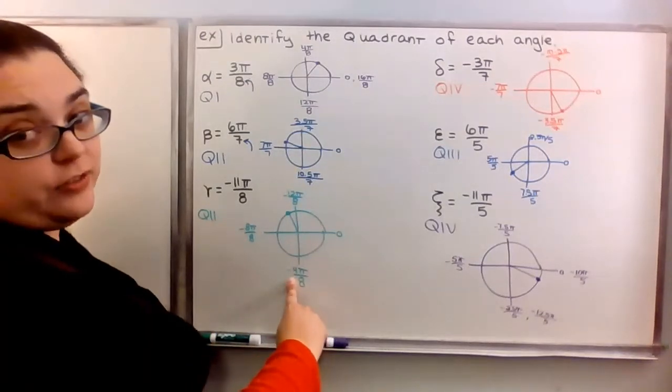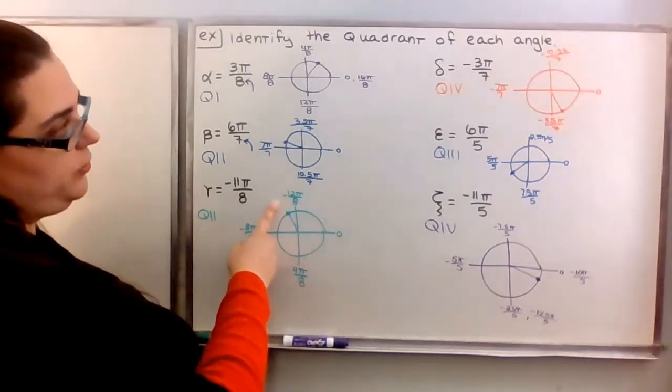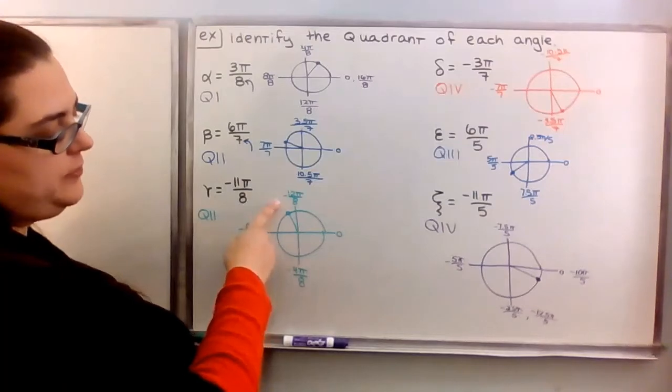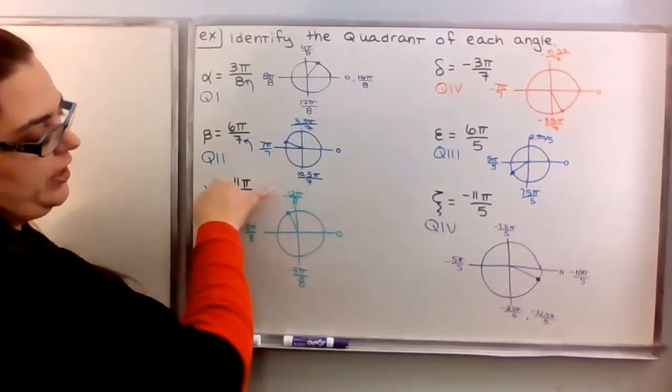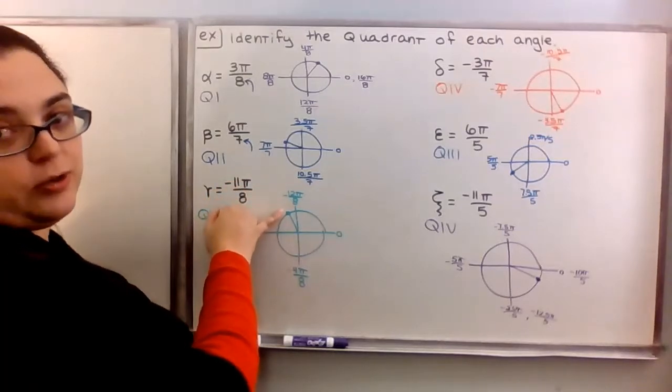Half of that is negative 4 pi over 8. And then up here we have a negative 12 pi over 8. So negative 11 is going to be between negative 8 and negative 12. So it ended up here in quadrant 2.